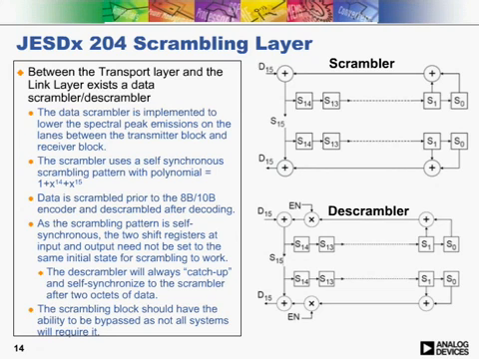Since the scrambling pattern is self-synchronous, the two shift registers at the input and output must not be set to the same initial setting. Otherwise, the scrambling function would not work. The descrambler is implemented in such a way that it will always catch up and self-synchronize to the scrambler after 2 octets of data. This layer should have the ability to be bypassed since not all systems may require the data stream to be scrambled.